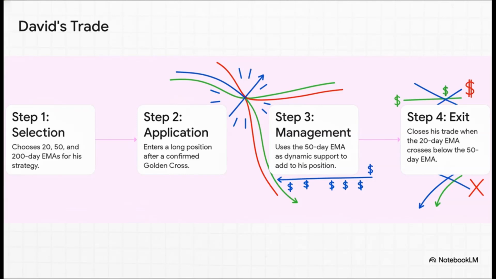Then the application. He didn't just jump in. He waited for that textbook golden cross to confirm the move before he entered a long position. Next, management. This is key. He didn't just set it and forget it. He used that 50-day EMA as a sort of moving support level to add to his winning position. And finally, the exit. Just as disciplined as his entry, he closed his trade as soon as his short-term trendline, the 20-day, crossed below the 50-day.